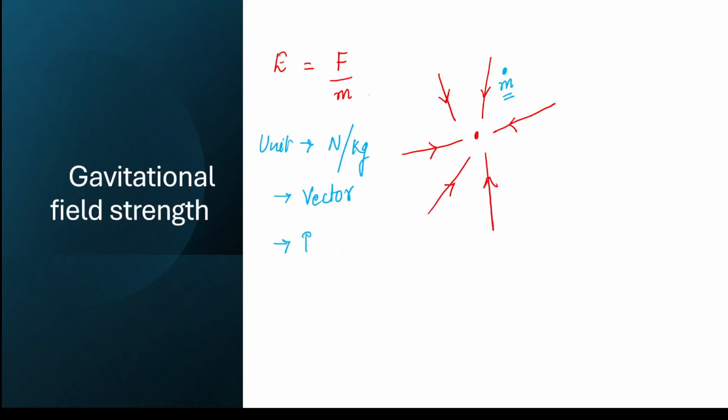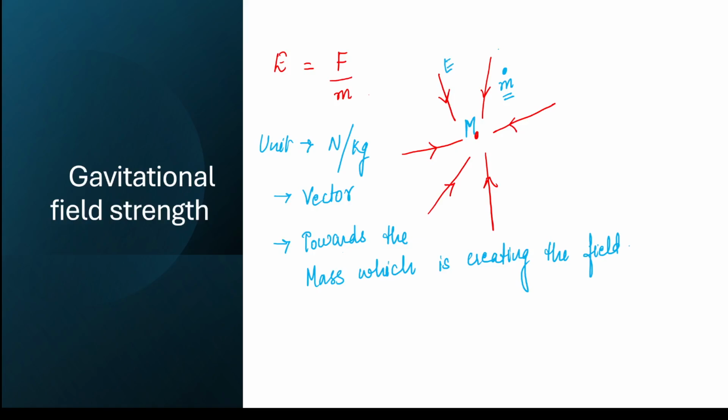Its direction is towards the mass. Which mass? Not the small m, it is the mass which is creating the gravitational field. So suppose, for example, the capital M here is creating this gravitational field. So the direction is towards the mass, and these lines are nothing but the direction of gravitational field strength.